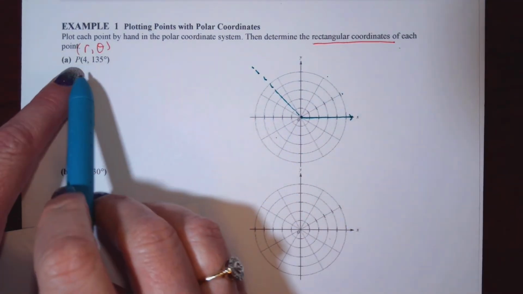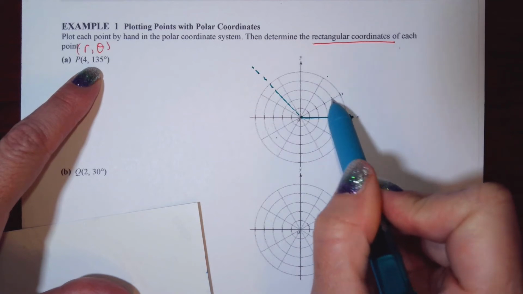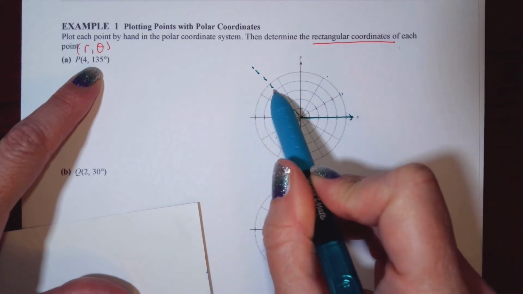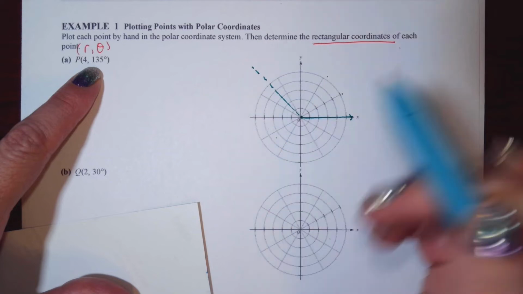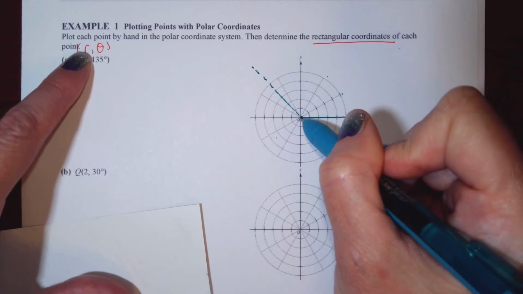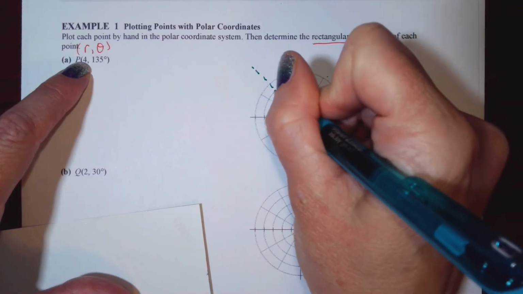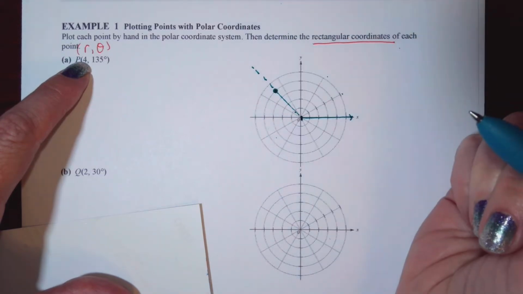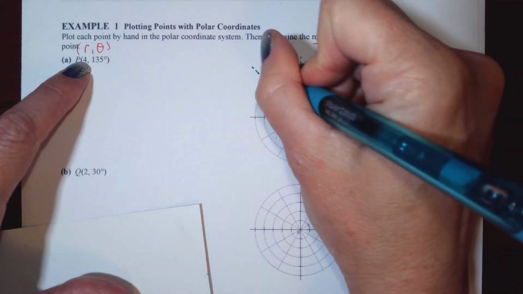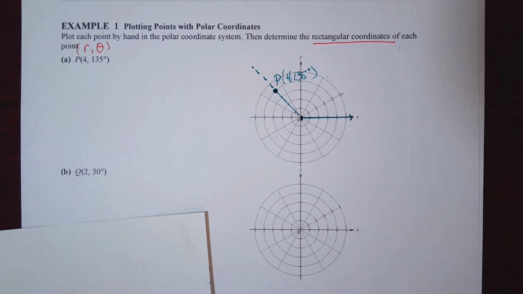So to get to point P at 135 degrees, I'm rotating my polar axis to 135 degrees. This is the angle I'm after. And then point P is at 4 as my value for r. So I go out 1, 2, 3, 4 units from the pole. And there is P for 135 degrees.